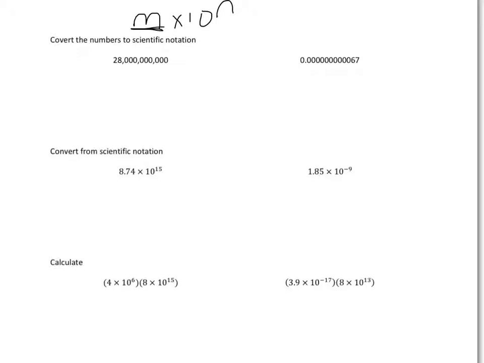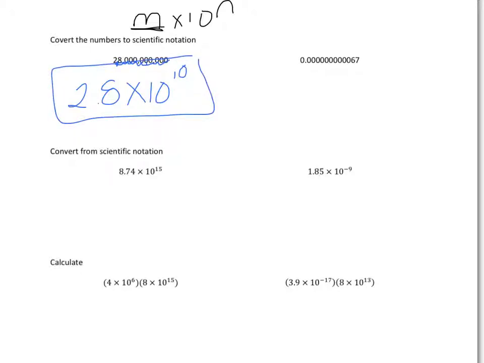So to make this a number between 1 and 10, we need to put a decimal right there. So we're going to have 2.8. Now, when we do that, we're moving this decimal 1, 2, 3, 4, 5, 6, 7, 8, 9, 10 spots. So this is going to be times 10 to the 10th power, and this is that number in scientific notation.